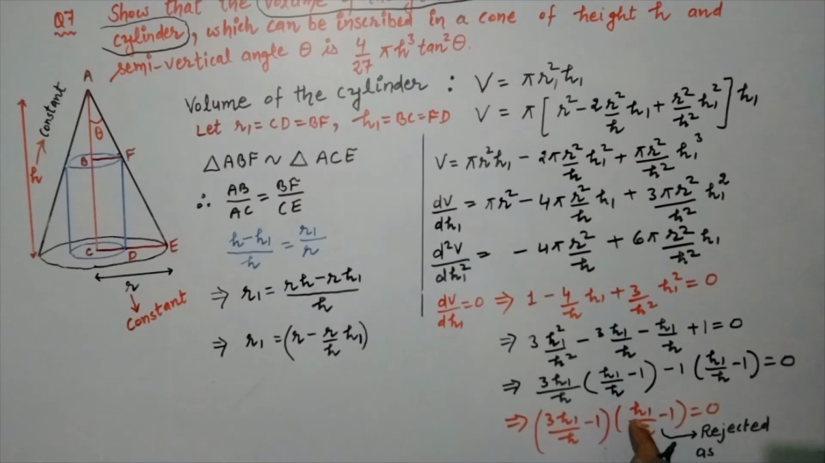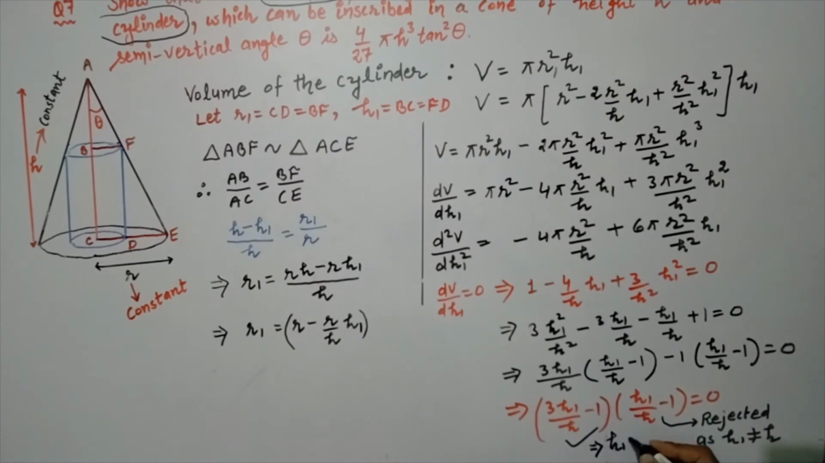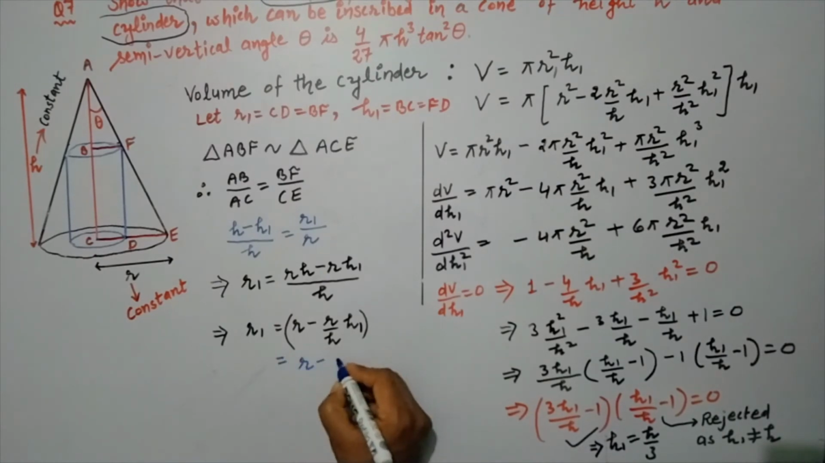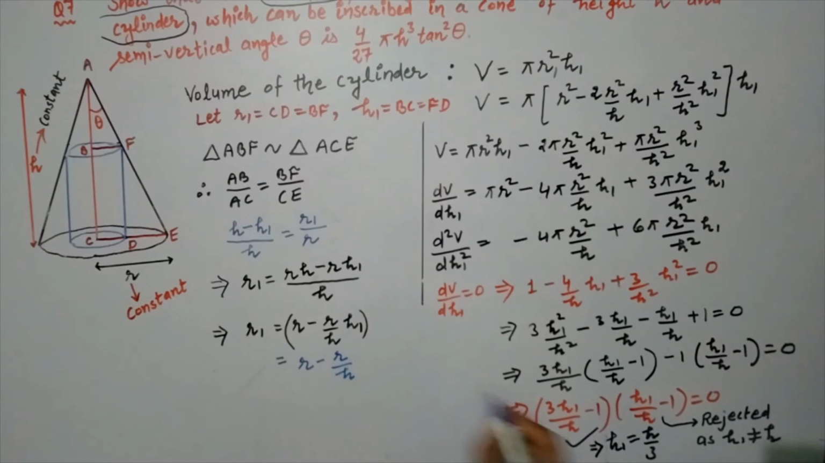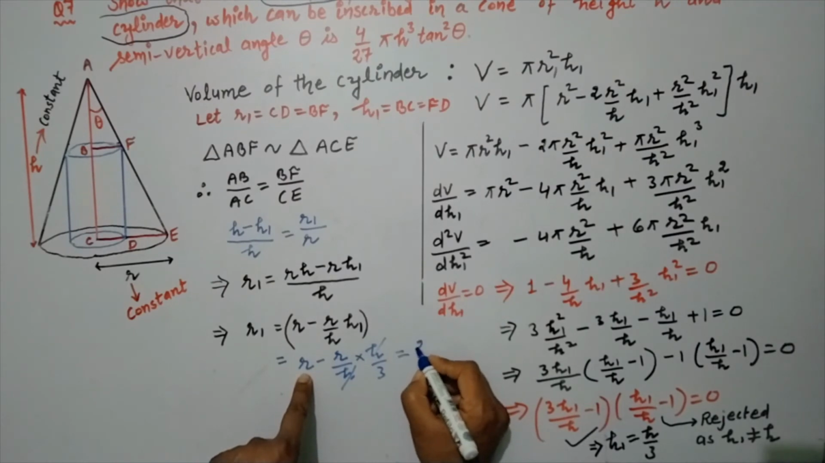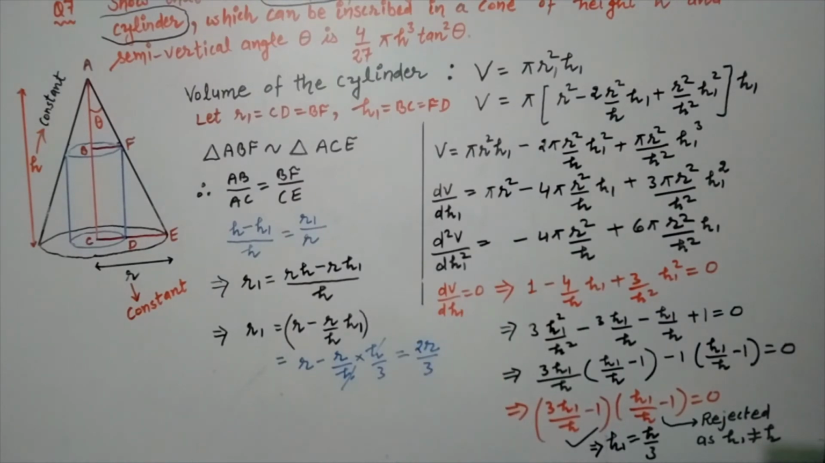Now this second factor is rejected. This is rejected as this gives us H1 equal to H. So h1 cannot be equal to h. So this is selected, first factor. This gives us h1 is equal to h divide 3. Now we substitute this value h1 equal to h divide 3 here. So r1 becomes r minus r upon h, h1 value is h upon 3. H cancelled. So we have this is equal to 2r upon 3.